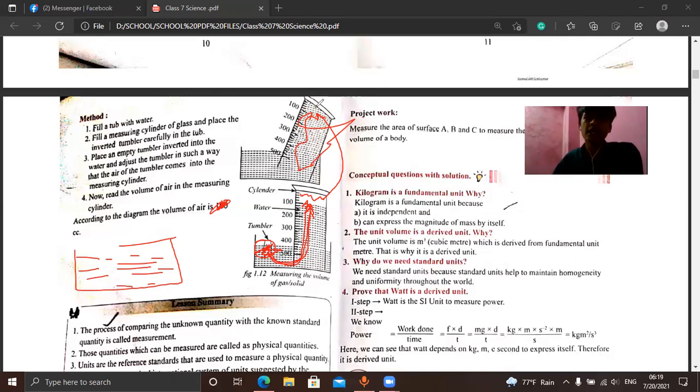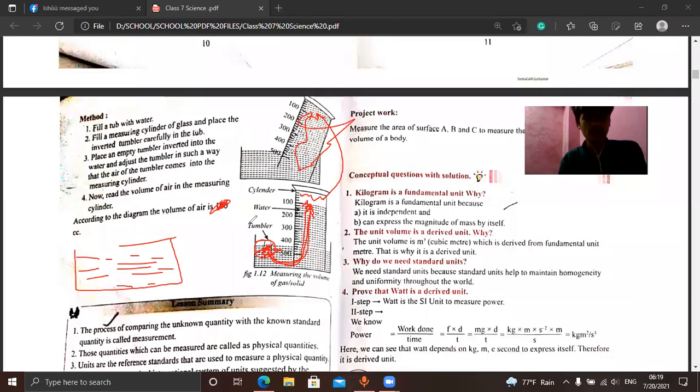You can use other things like some cardboard paper. Cover that, invert it, go inside the tub, then leave it. The water won't come out. After placing the tumbler, the air from the tumbler will go to the cylinder and the water from the cylinder will come out. In this way, you will find the volume of the gas.